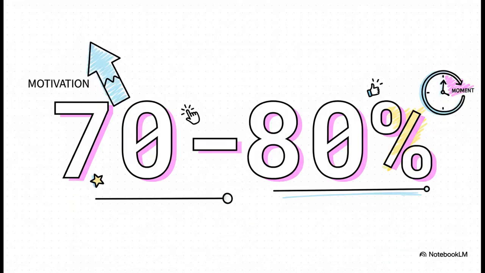Okay, let's start with a number, and it's a big one, a really painful one, 70 to 80%. That is the percentage of people who see an intrusive pop-up and dismiss it instantly, no hesitation. I mean, that's a massive rejection rate, and it tells us one thing loud and clear. The old way of doing pop-ups is just completely broken.